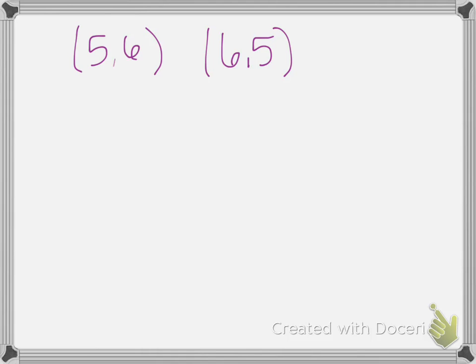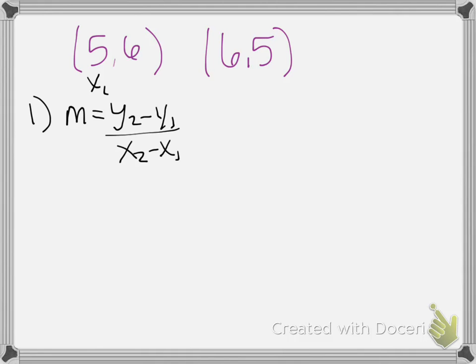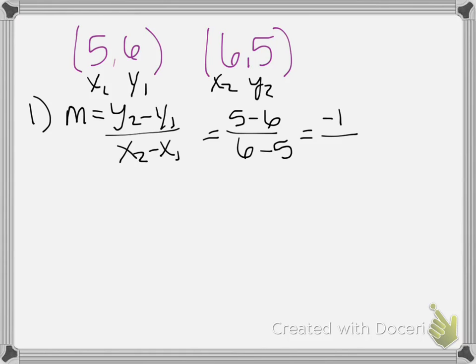Okay, so if I give you 2 points and I need a point-slope equation, the first thing that I need is a slope. We always start with slope. So first step is to find slope. So I'm going to get m equals y2 minus y1 over x2 minus x1. So on top I'm going to get 5 minus 6. On bottom I'm going to get 6 minus 5. 5 minus 6 is -1. 6 minus 5 is 1. So my slope is -1.